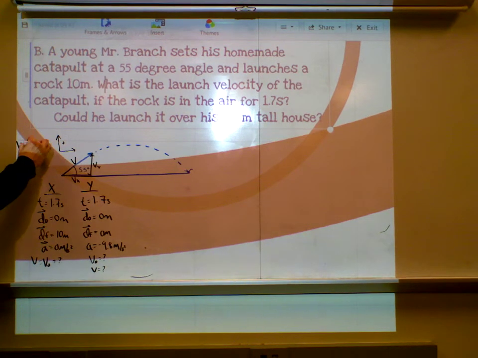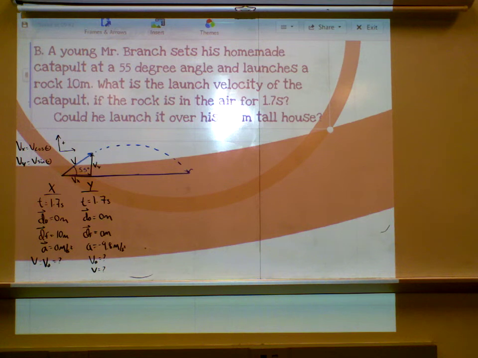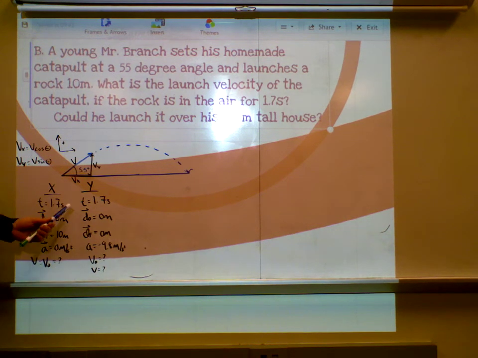Remember, here are our trigonometry equations. So if we can find x or y, it doesn't matter, then we can figure out the launch velocity. Which one do you want to find, x or y? Y? Okay, we can find y. So I want to find v initial in the y direction. Given time, displacement, and acceleration, what equation should we use?